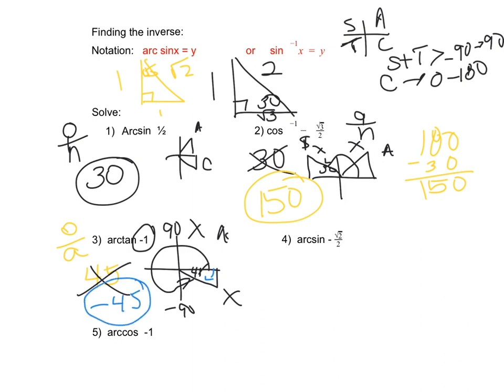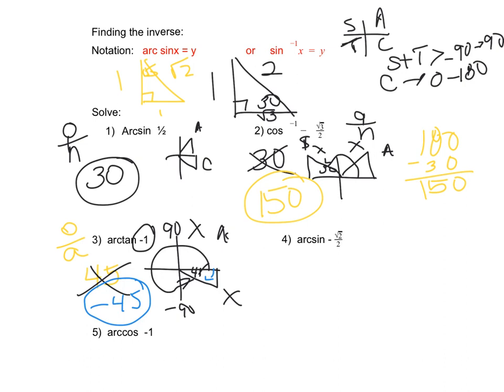So negative 45 and 315 are actually the same look to the angle, but I want negative 45 because negative 45 is between 90 and negative 90, which arc tangent has to be. All right, so negative 45.